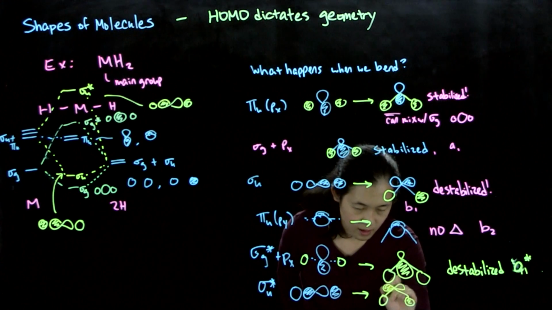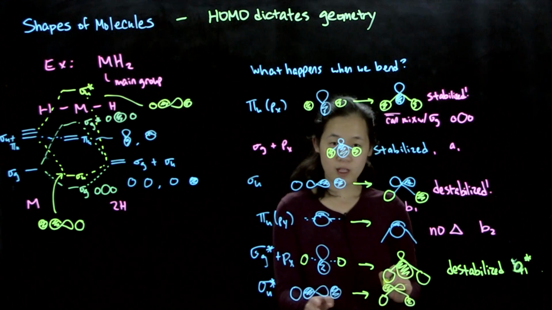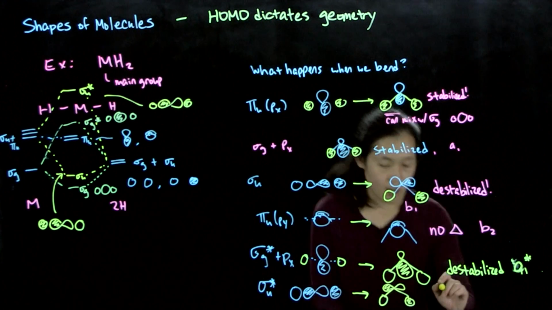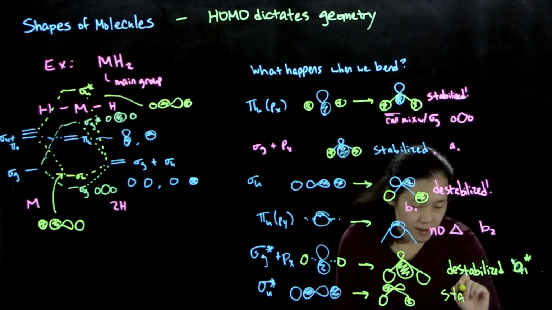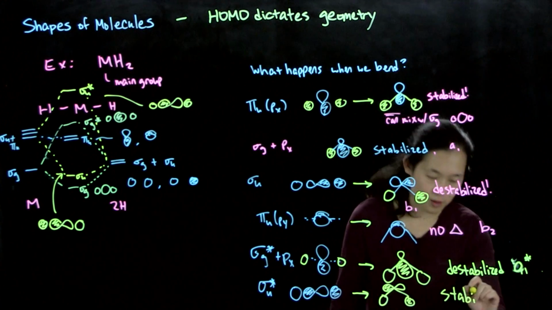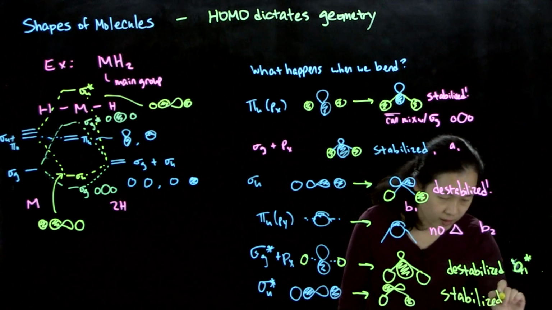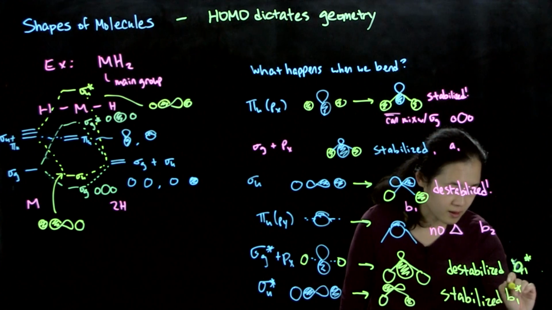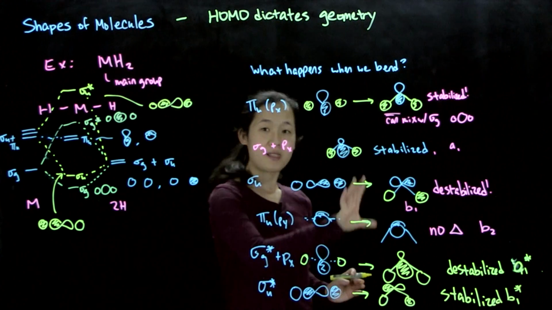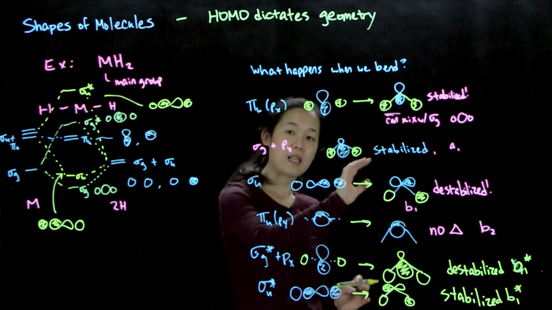So again, this antibonding orbital has really good overlap, so this is very destabilized. By going to the bent geometry, we are overall stabilized. We've gone down in energy because we've removed some of the overlap of these out of phase orbitals. And then this is our B1 star. Great. So now we can see that changes in geometry stabilize some orbitals and destabilize others.